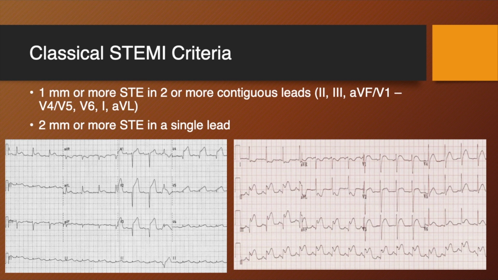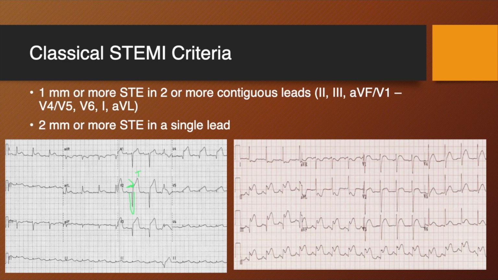All right, so let's just review classical STEMI criteria, because this is a type of OMI. So again, 1 or more millimeter of ST elevation in 2 or more contiguous leads, or 2 millimeters or more ST elevation in a single lead. So over here on the left, we see a fairly classic example of an anterior STEMI. You can see that this is the QRS complex right here, looking at V2, and the J point is right here, where the QRS complex changes, the deflection changes, and you go into the T wave, and you can see that it is elevated well above baseline.